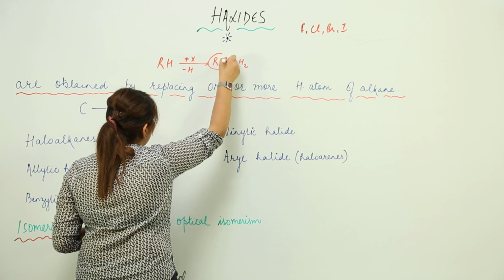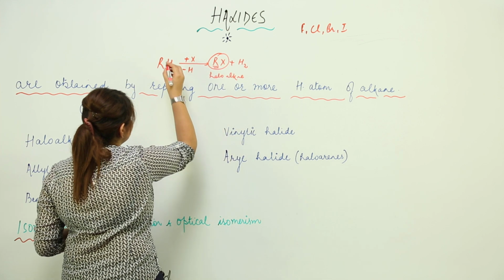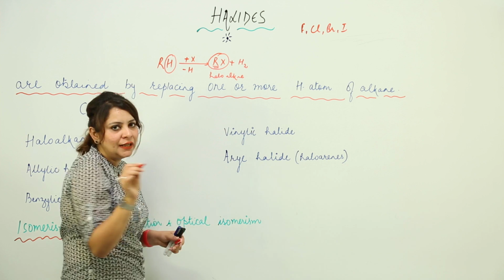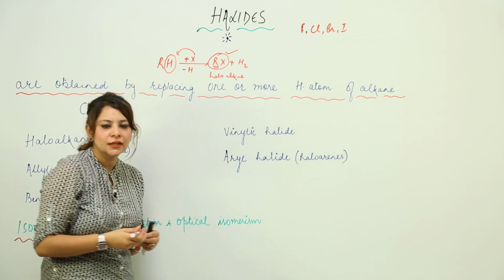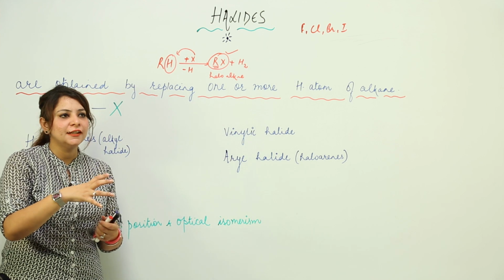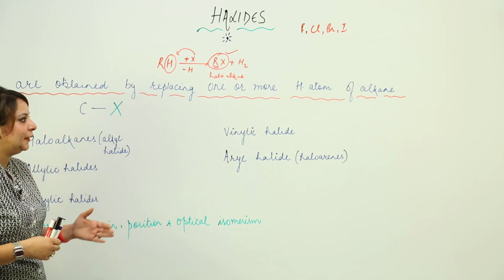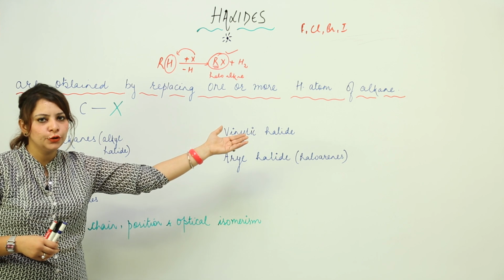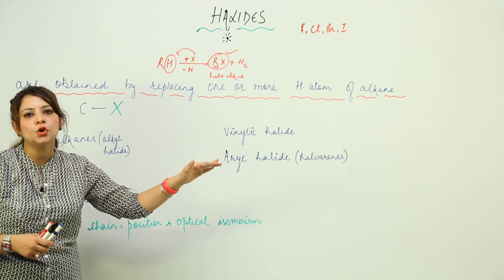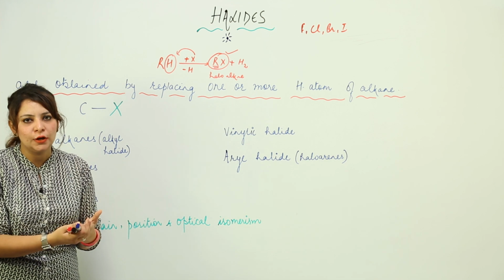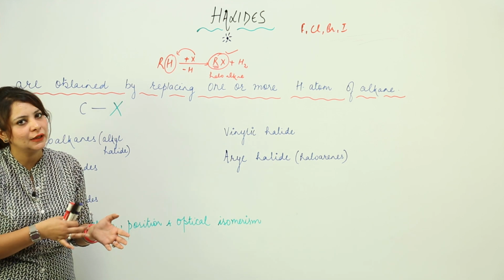This RX is called a haloalkane. That means we have replaced a hydrogen of the alkane, a minimum of one hydrogen, with the halogen, and we get the haloalkane. So the basic halide compound is the haloalkane, which is obtained by replacing one or more hydrogens. When even one hydrogen is replaced with the halogen, it is called a haloalkane. But you can add more halogens also, as long as there are replaceable hydrogens.